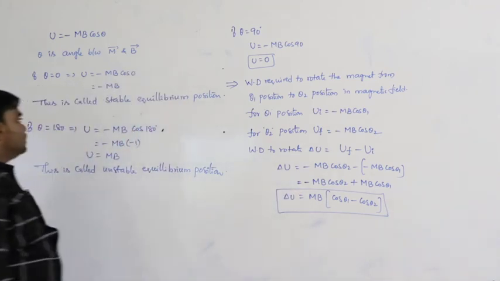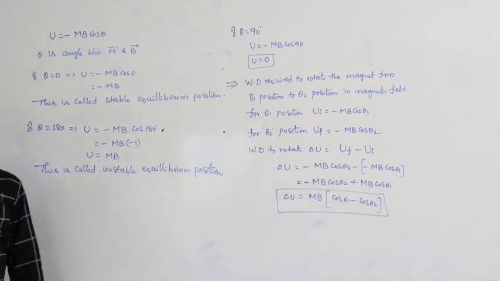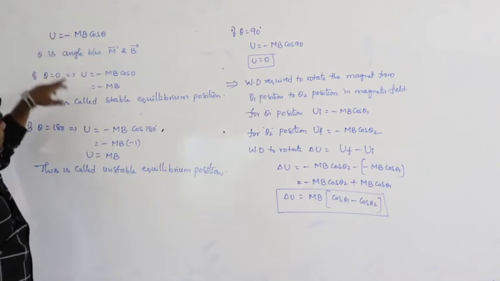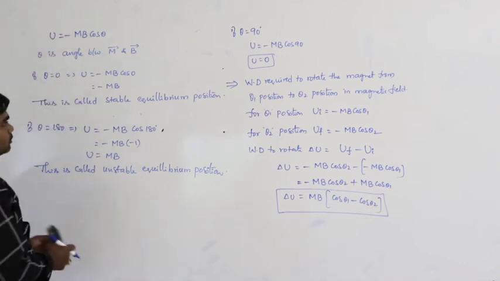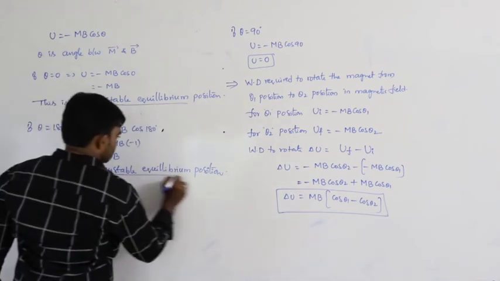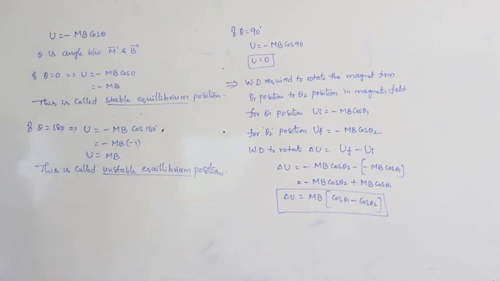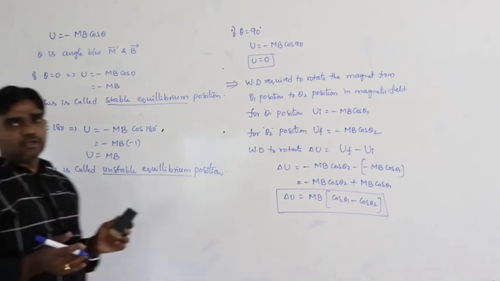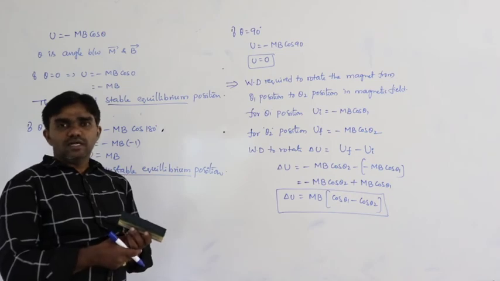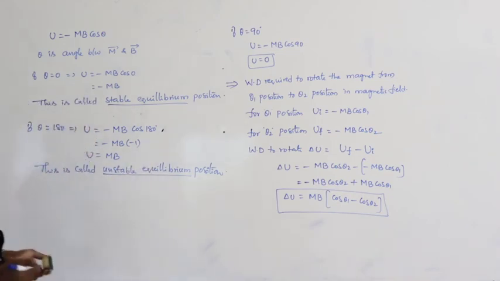So this is the energy stored in the magnet when it is placed in a uniform magnetic field. The general formula is U equals minus mB cos theta. If theta equals 0, that position is called stable equilibrium. If theta equals 180, that is called unstable equilibrium position. We discussed the same concepts already in electrostatics. An electric dipole placed in the direction of the electric field is in stable equilibrium, and a dipole placed opposite to the direction of the electric field is in unstable equilibrium. Same concept.